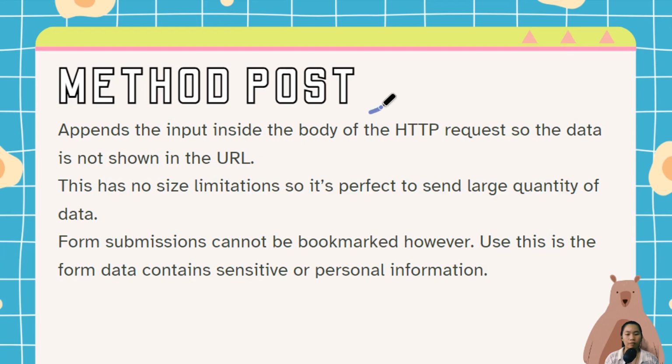Next up with method equals post. Post appends the input inside of the body of the HTTP request so that the data is not shown in the URL. So you have that non-secure issue resolved. And it also has no size limitations, so it's perfect to send large quantities of data. And the con here is that form submissions cannot be bookmarked. And so this is the complete opposite of method equals get. And you can use this for sensitive or personal information data.